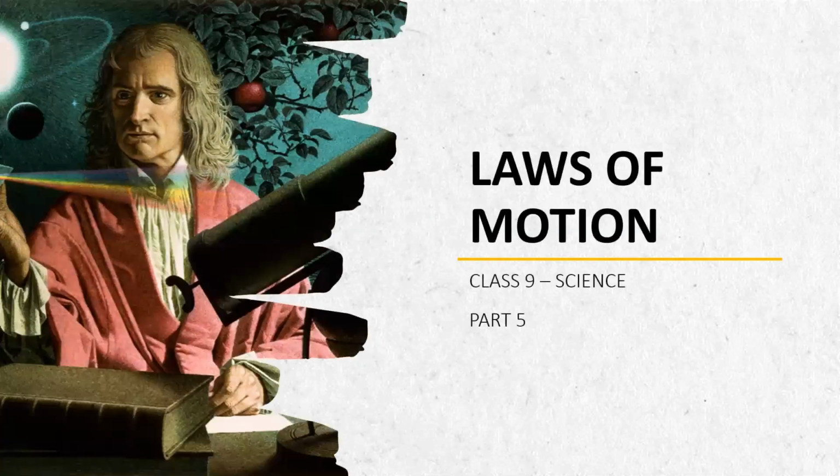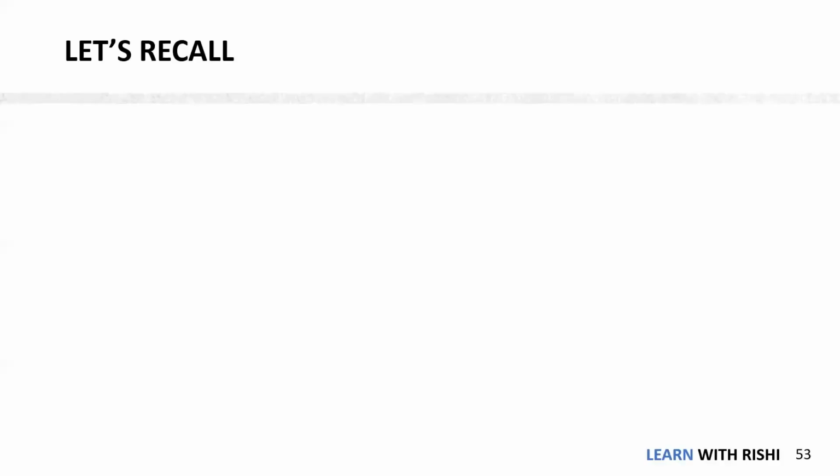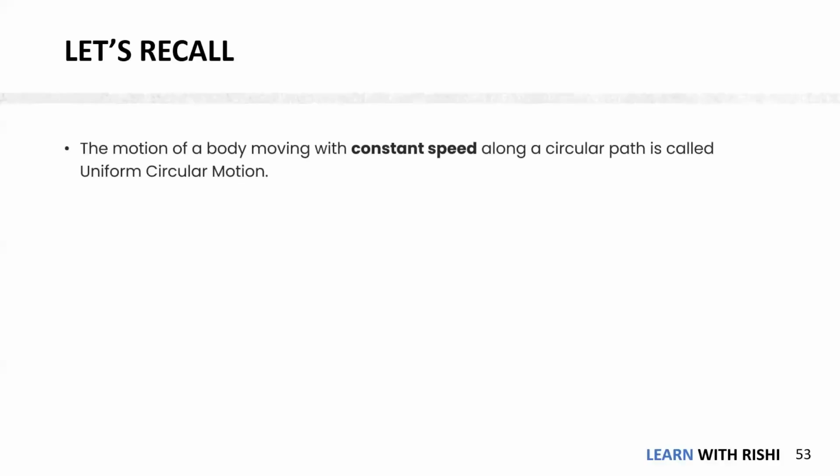This is the next part of laws of motion. So in this part we will discuss Newton's laws of motion. Let us first recall what we have learned in the previous part. We have learned about uniform circular motion. The motion of a body moving with constant speed along a circular path is called uniform circular motion.